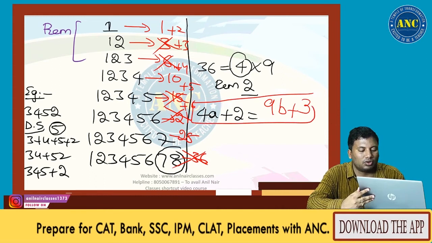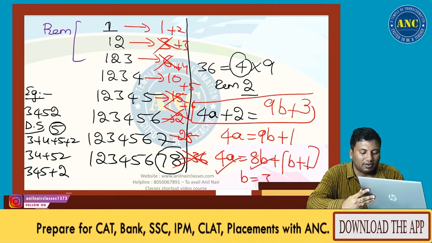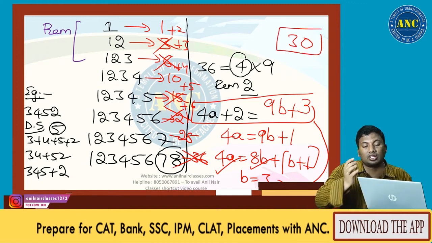Now what you do is, 4a is equivalent to 9b plus 1. 4a is equivalent to 8b plus b plus 1. So 4a and 8b are divisible by 4, so b plus 1 should be divisible by 4. B value is 3. 27 plus 3. Answer for this question is 30.